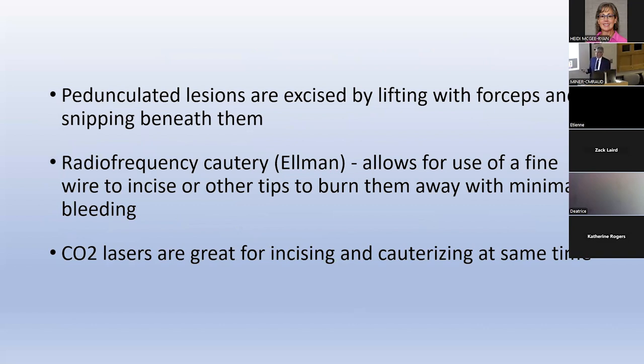My two favorite ways for removing lesions, though, were either the Elman radiofrequency cautery, and I don't know if anybody has had experience with them, but it's an electronic cautery which has a variety of tips that you can do a million things with. There's fine wires that work just like a scalpel. There are little round tips of various diameters that you could use literally just to touch and burn off small lesions. So they work great because they minimize bleeding.